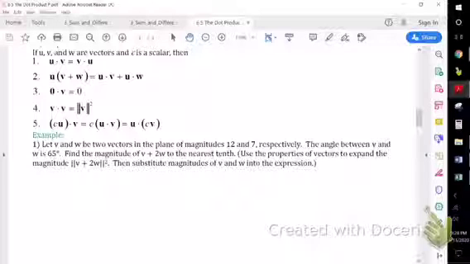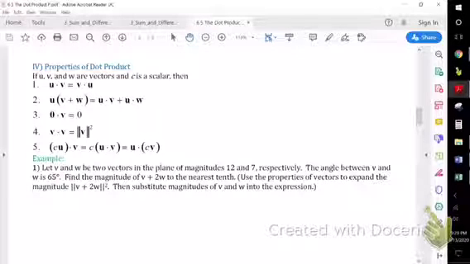6.5 Part 4 talks about the properties of the dot product. It tells us if u, v, and w are vectors and c is a scalar, then u dot v is equal to v dot u. So again, it's going to be commutative, just like we looked at with vectors the other day. Part number 2 tells us u dot (v plus w) is equal to u dot v plus u dot w, which means you can distribute it.